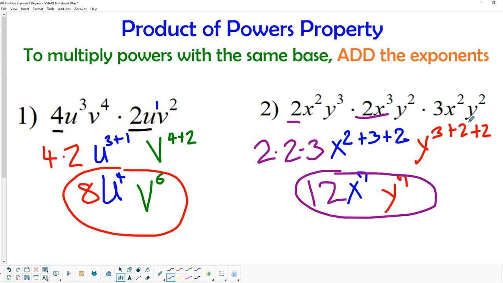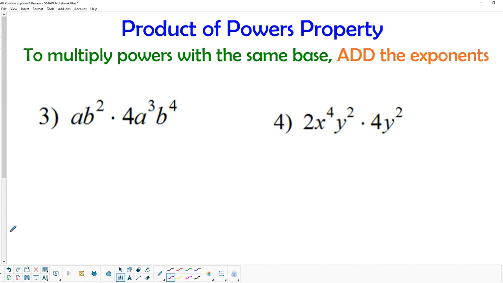And these things are not something that you haven't done before. You know how to multiply numbers. You know how to add numbers. So it's just a matter of what numbers do you multiply and which numbers do you add. All right, so let's do a couple more. To multiply powers with the same base, you add the exponents. So let's do a few more.